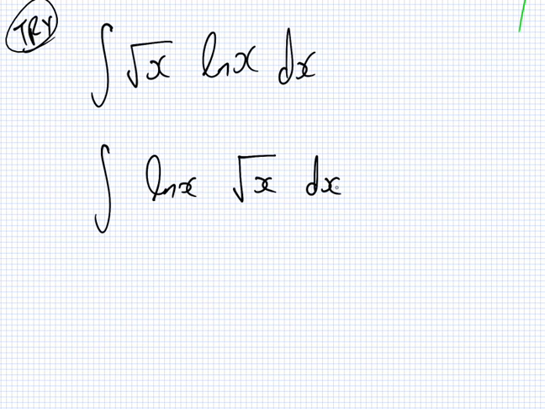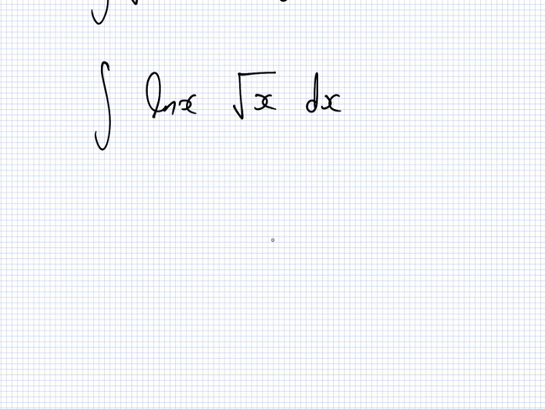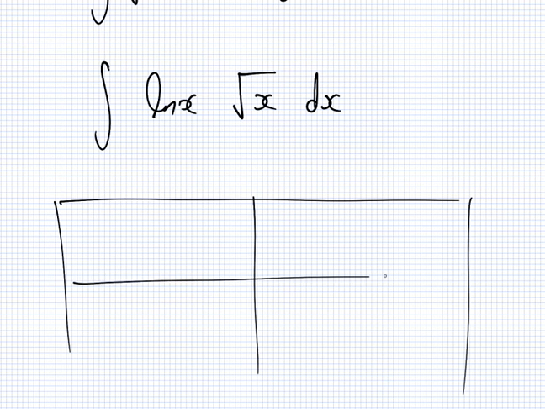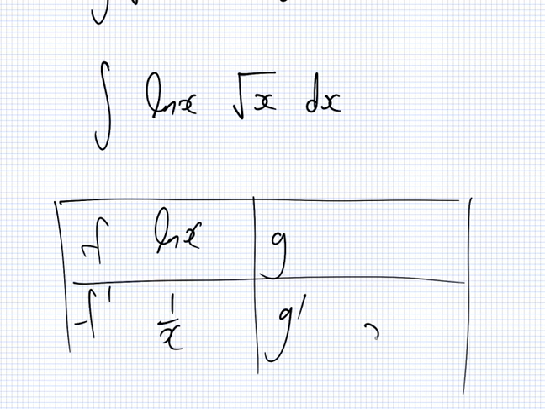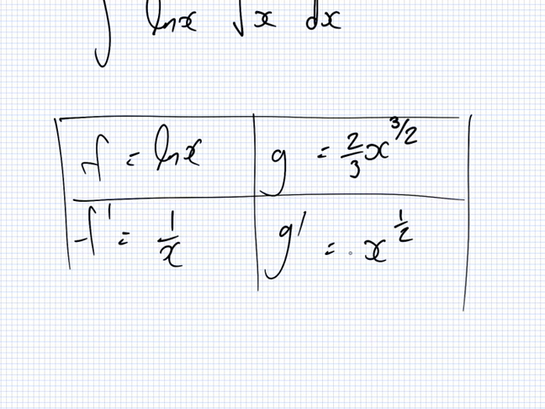In fact, if I gave you this question to do, which is exactly the same, it's much, much easier to do, because of the table it makes. If you look, f, derivative, g, derivative: here this is log x, 1 over x, and then this is x power a half, so this one here would be increase the power by 1, and then divide by the new power. Okay. So you can see that this is a lot easier to do.